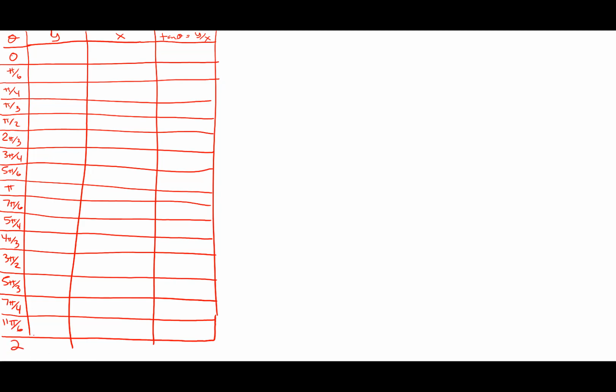Let's see if I can put that in there. There it is. 2 pi. Okay. Whew. Okay, let's see if I can go a little bit faster here. So for the y values, we're going to fill in the cosine values, then we're going to fill in the ratios of y over x. Let's go with it here.